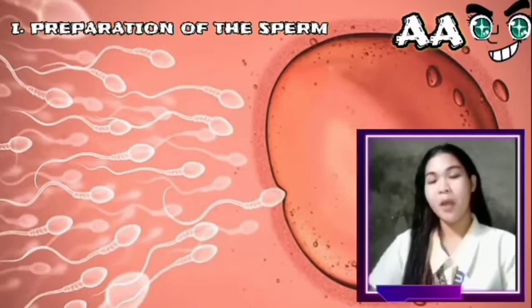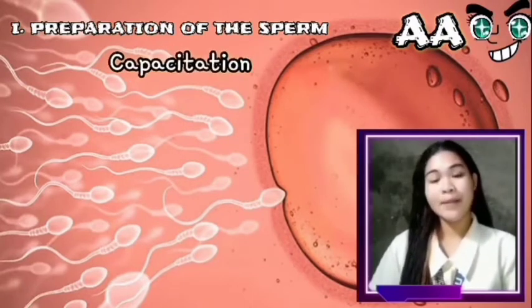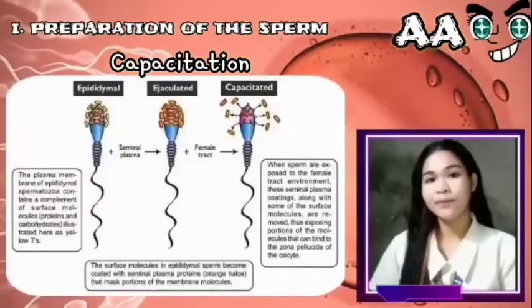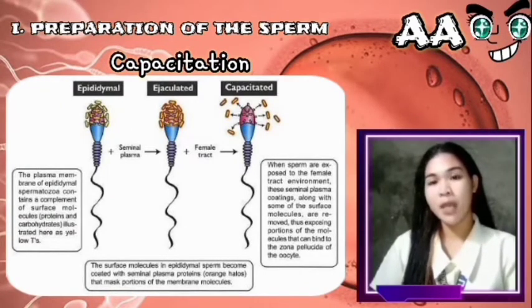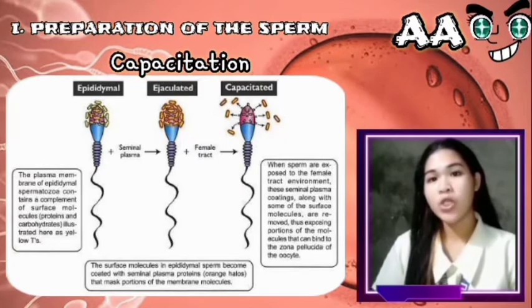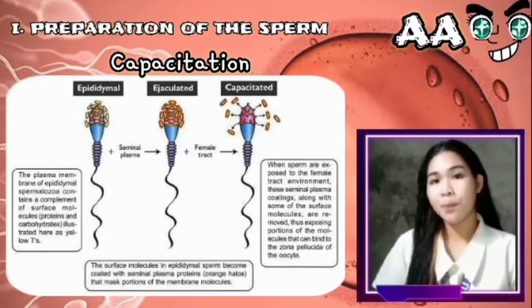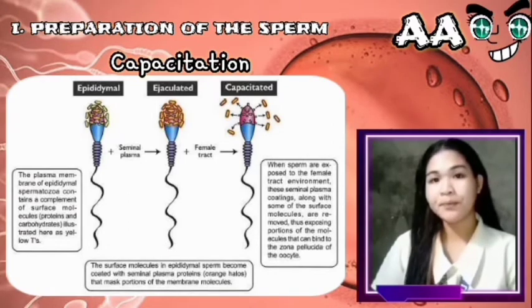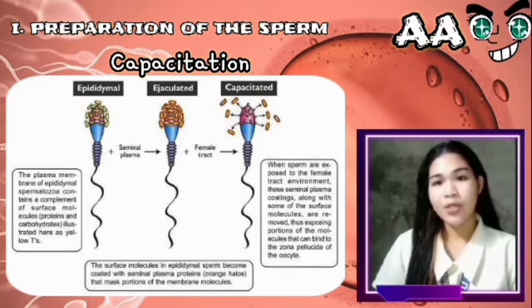First step, preparation of the sperm. Under this stage is capacitation. Capacitation is the process by which the sperm becomes capable of fertilizing an egg. The acrosome reaction is a regulated exocytotic event in which an apical vesicle in the sperm head fuses with the sperm plasma membrane. The acrosome reaction is triggered in response to an egg factor.